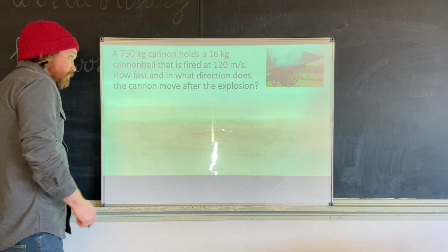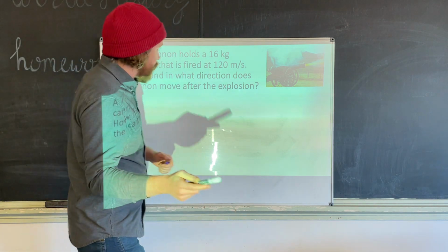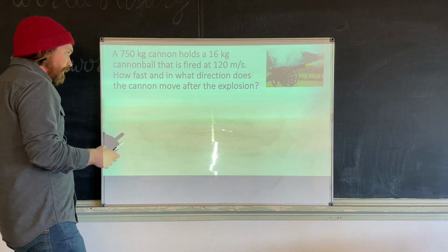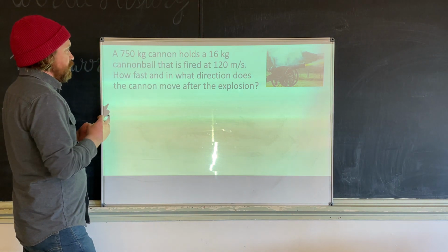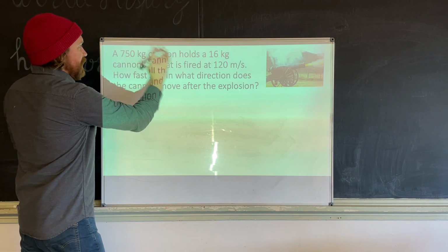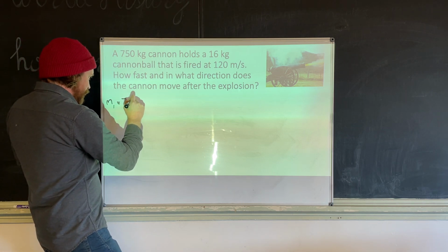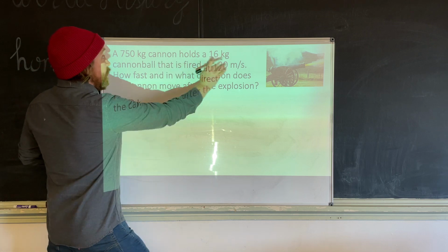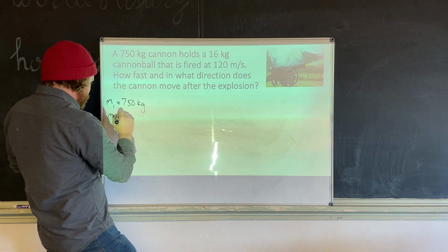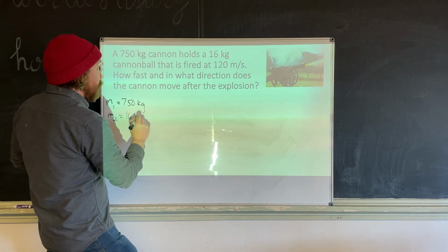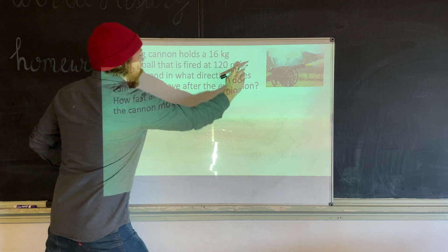Practice problem number one. We love, when we talk about explosions, to talk about cannons and cannonballs, so let's dive right in. Step number one, write down everything that you know and make a chart. We have a 750 kilogram cannon, so that is our mass one. Mass one, 750 kilograms. That holds a 16 kilogram cannonball. It's a big old cannonball right there. We're gonna call that mass 2, 16 kilograms. The cannonball is fired at 120 meters per second.